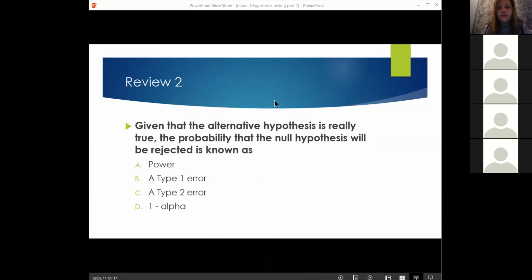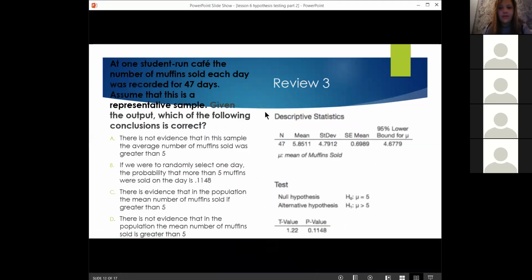Oops, I just clicked something weird. Okay, number 3. At one student-run cafe, the number of muffins sold each day was recorded for 47 days. Assume that this is a representative sample. Given the output, which of the following conclusions is correct? Go ahead and read through these answers and let me know what you think.